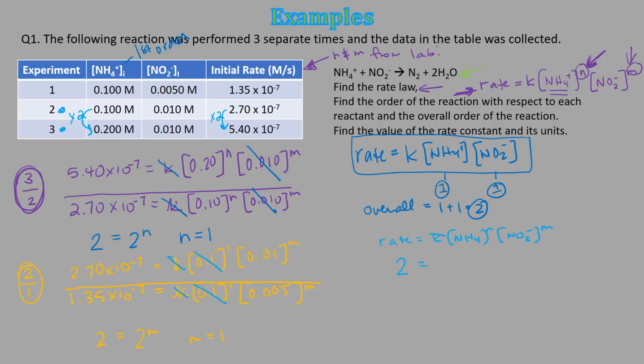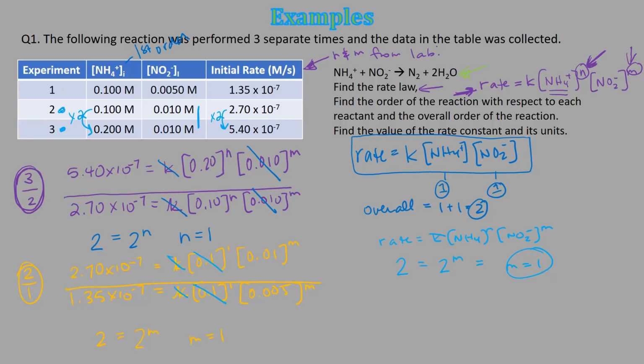I know my K's are going to cancel, and then my NH4 doubles, and it's raised to the M, and I know my nitrites are going to cancel because they're the same value. So I end up getting this, and it's just M is equal to 1. So that was a lot easier. That's how I'm going to work them in the rest of the video, but you can always plug them into the rate laws and divide them out if it makes you feel good about it.